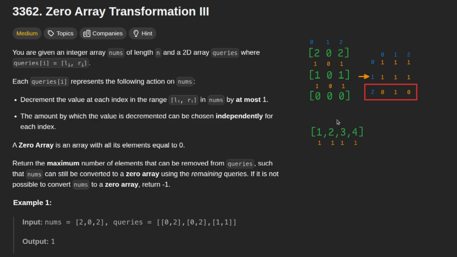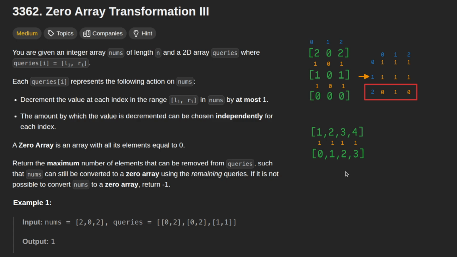Right, so if I subtract 1 from all, I get 0, 1, 2, 3, and I ran out of queries. So I just get 0 1 2 3, and this is not a 0 array, so I will return -1 in this case. So the first answer that came to my mind is sorting.